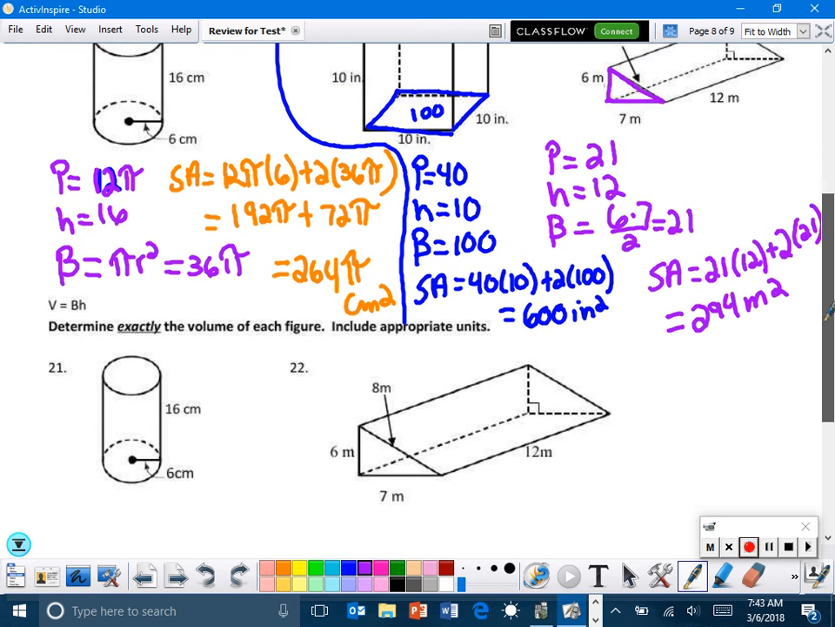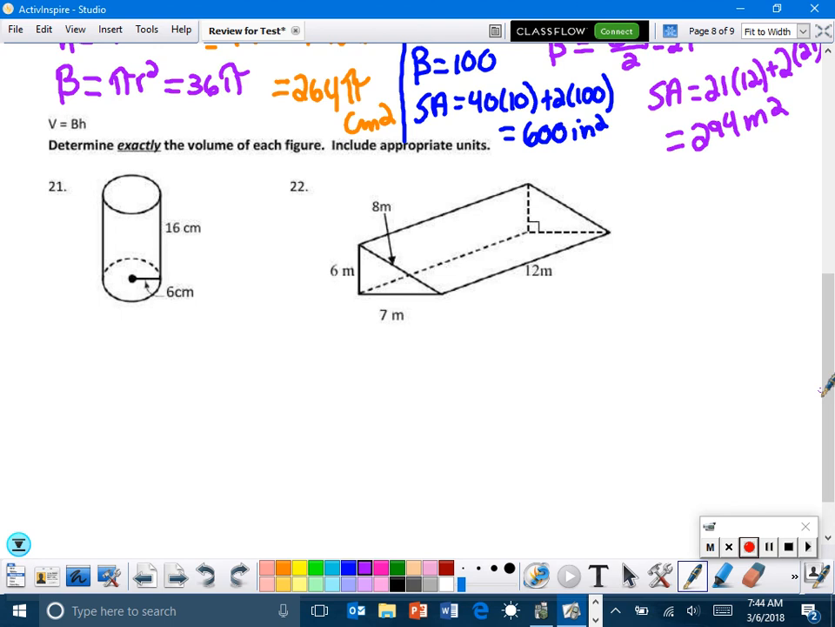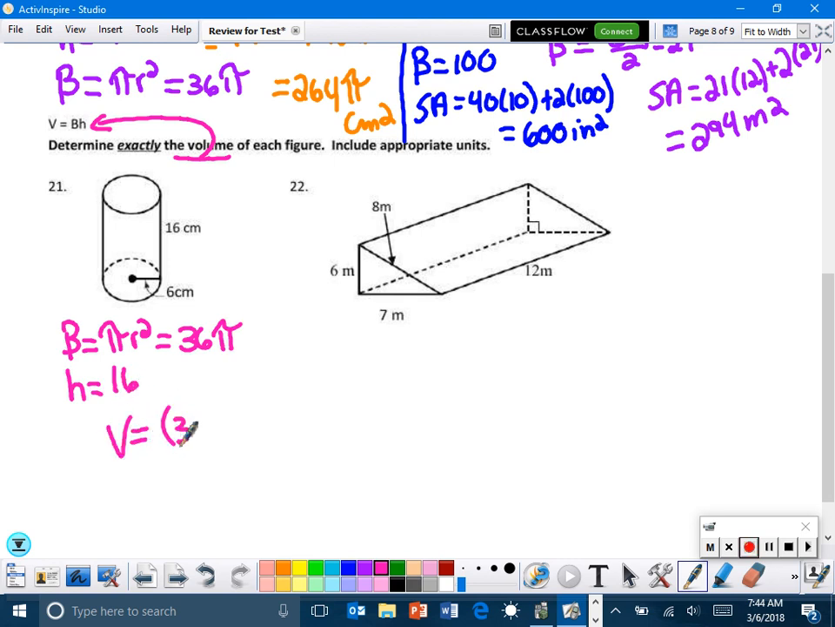Rewind and watch it if you need to. Okay, volume. Volume's right here, base area times height. So again, the base area here is pi r squared. Well, pi r squared, that's 36 pi. The height is 16. So the volume is 36 pi times 16. Leave the pi alone. So 576 pi centimeters cubed.